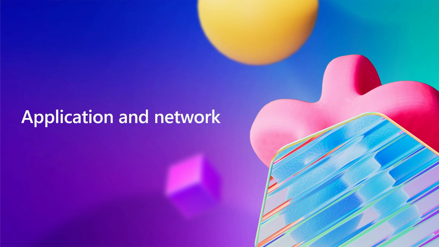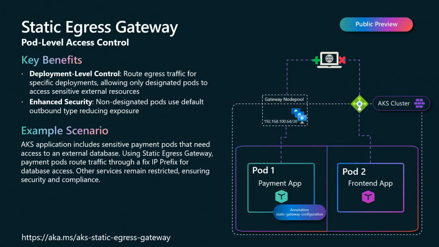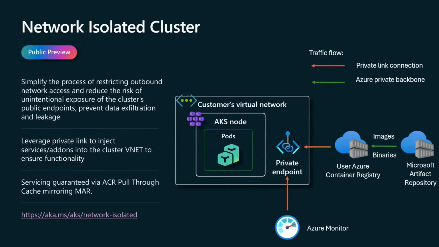And then finally, with the application and network, we're bringing in static egress gateway so that you'll know for sure where your IP addresses are coming from. And that helps you with firewalling and a bunch of other kinds of network security that you may need to apply. And we've also built out network isolated clusters so that you can create an AKS cluster that has absolutely no access to the external public internet. This has been a long-standing request from some very security-conscious people.